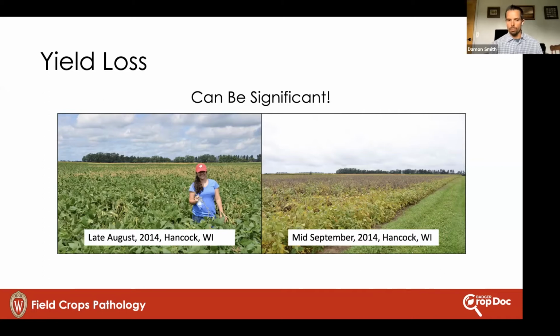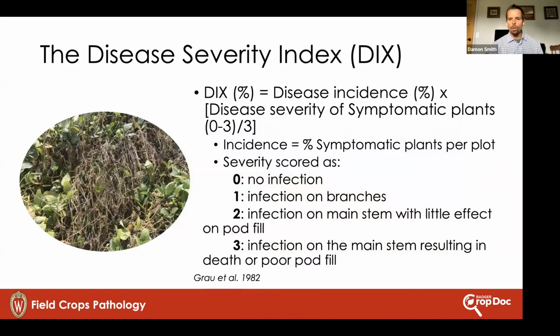Same field, just a little different perspective there. And you can see pretty significant damage. This field, we were at 50% to 60% yield loss in this particular field. So it can be very significant. We also know that yield loss can be variable, and it's variable depending on where the fungus infects the plants.